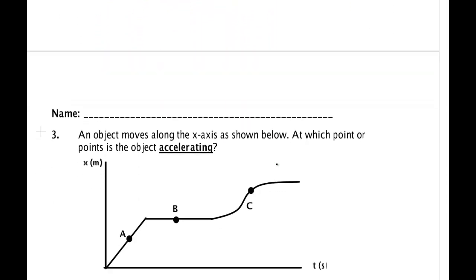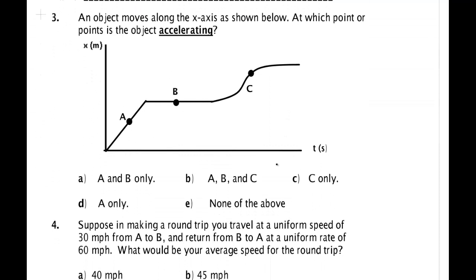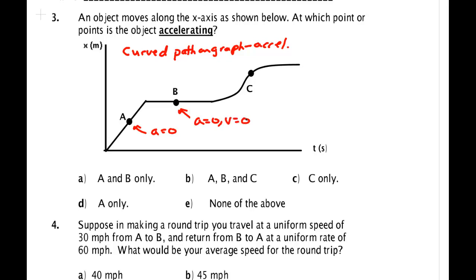Problem number 3. An object moves along the x-axis as shown below. At which point or points is the object accelerating? Alright, so we're looking at a position time graph. If you have acceleration, you need to have a curved path on the graph. If it has a straight line, then it means it has a constant velocity. So here A equals 0. There A equals 0, and not only does A equals 0, but it looks like V equals 0. And here, that's acceleration. So the answer is C only.